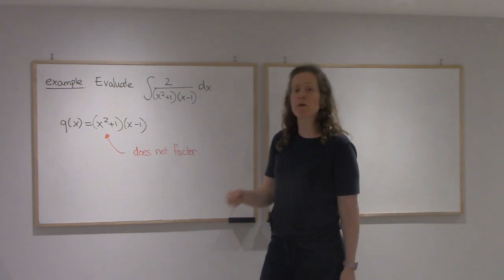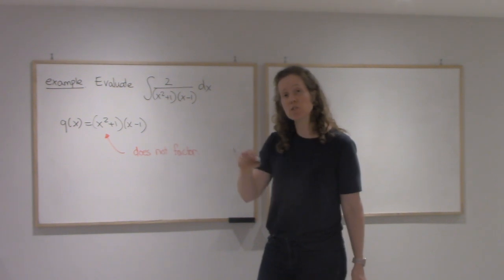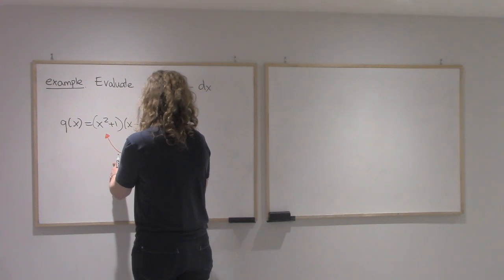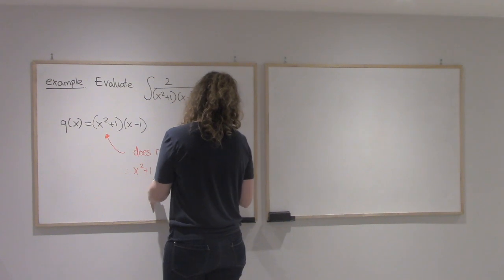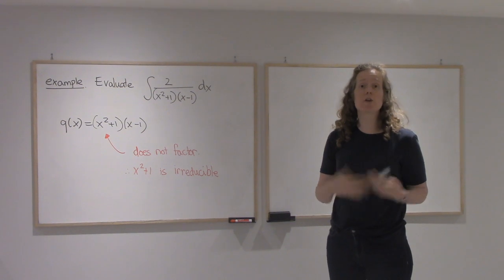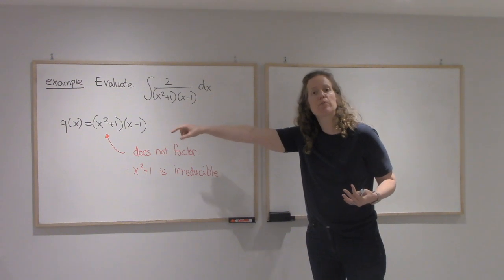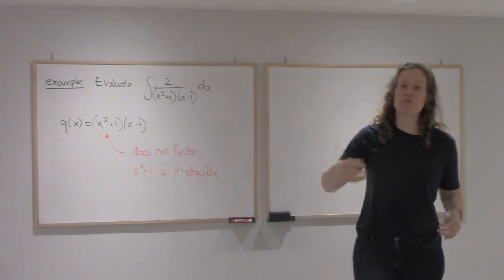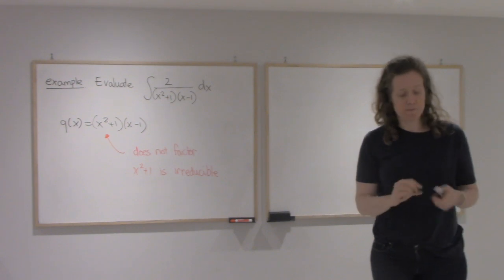So we cannot apply method 1 or method 2 to this because we cannot split our denominator into linear terms. This means we'll need a third method that handles quadratic polynomials like x squared plus 1 that don't split into linear terms. Alright, so in this video I'll tell you how to tell that a quadratic polynomial doesn't split.